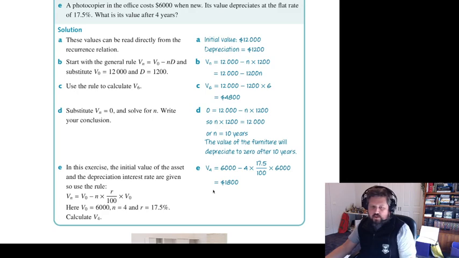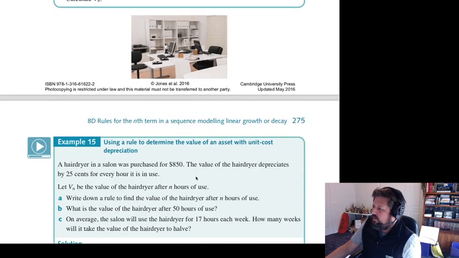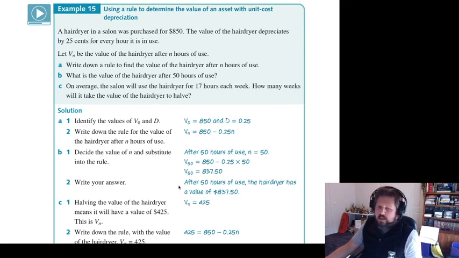One more question. Excellent. We're nearly there. Oh, look, there's a picture of the furniture. Not that expensive chair there. All right. What's this one? Oh, it's the hairdresser question.